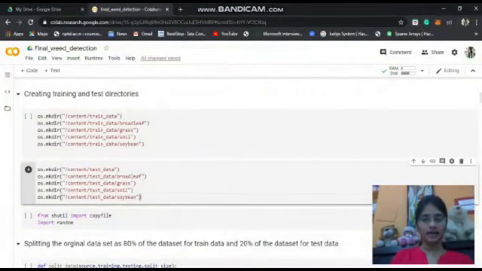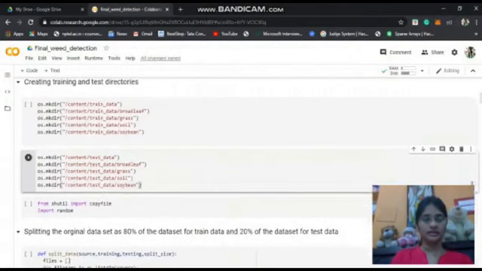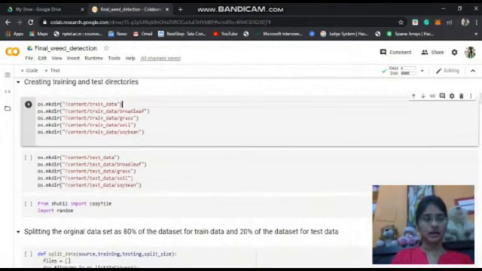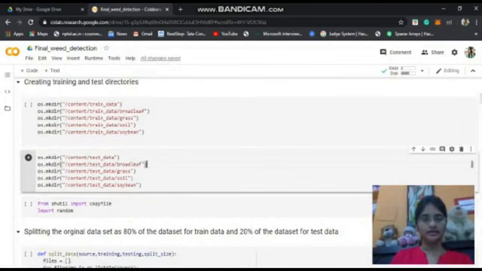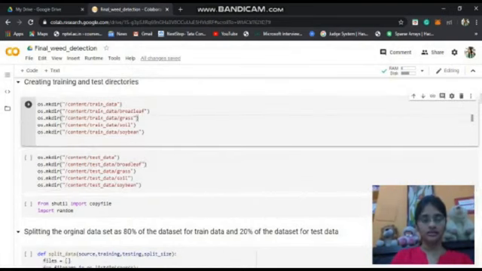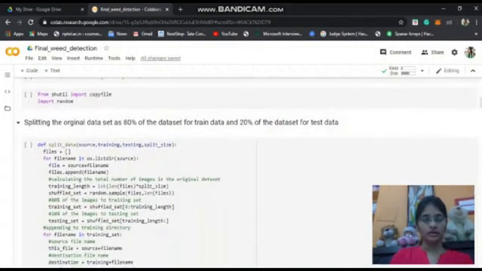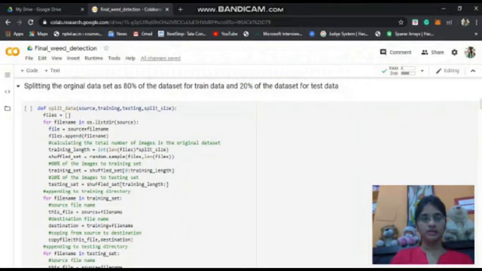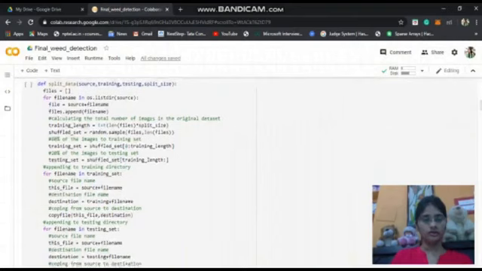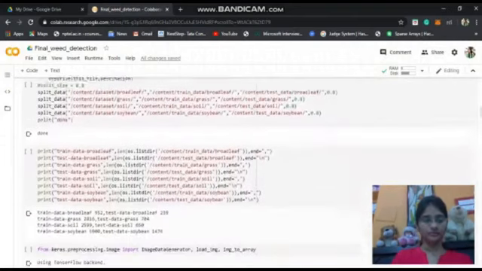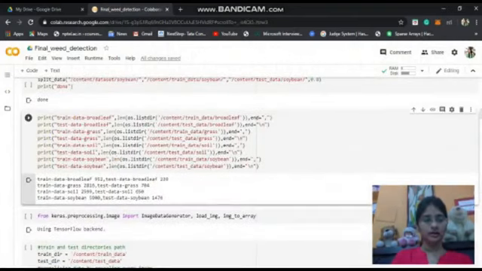After downloading the dataset from Kaggle, our main idea is to split 80% of the data into training data and 20% of the data into test data. For this, I have created 2 folders called train data and test data with subfolders broadleaf, grass, soil and soybean, which are the 4 major classes we need to predict. So for splitting the data into 80% training and 20% testing, here is the block of code for splitting the data. Here we can see the number of images falling into train data and test data after splitting.